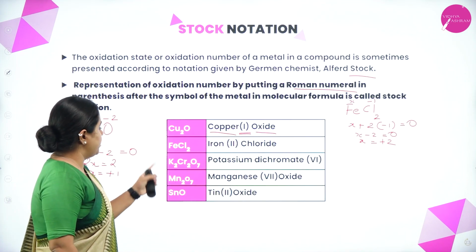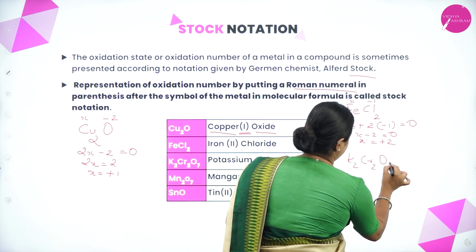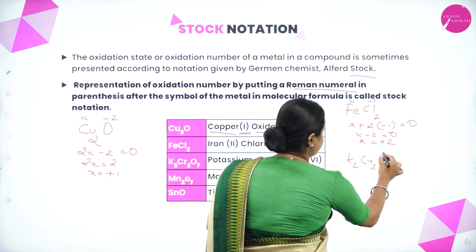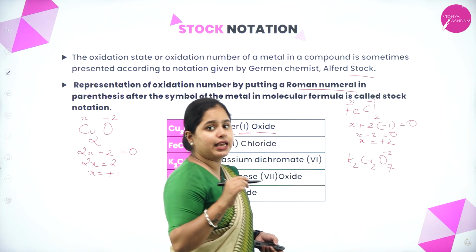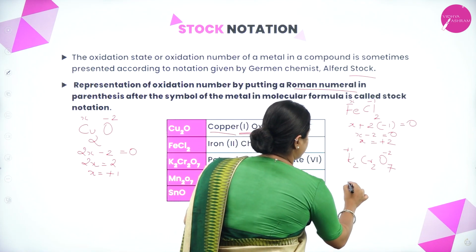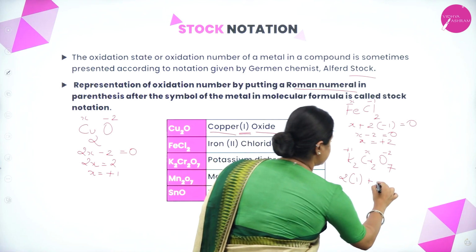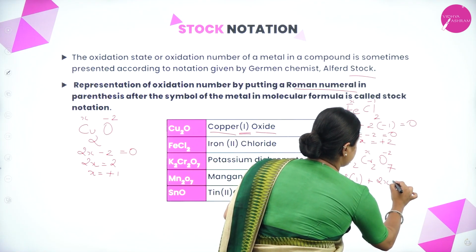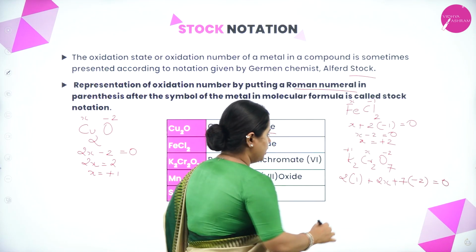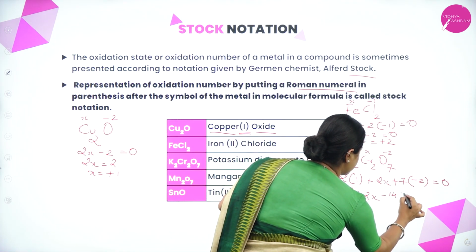So now moving on to the next one, that is potassium dichromate, K2Cr2O7. Again, first step is we have to calculate the oxidation number. For oxygen, it is -2. For potassium, as it is an alkali metal, first group element, right? It is +1. So how many atoms of potassium are there? 2. So 2 into 1 plus, we don't know for chromium, so we take it as X. So how many atoms are there? 2. So 2X plus 7 into -2 will be equal to 0. Right. So 2 into 1 is 2 plus 2X, 7 into minus 2 is minus 14, which is equal to 0.